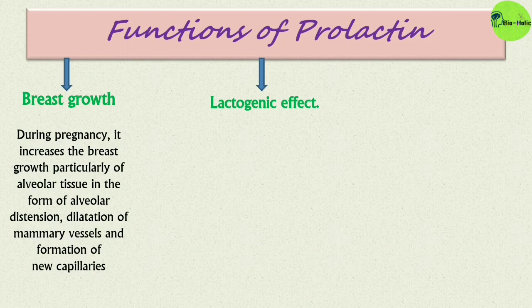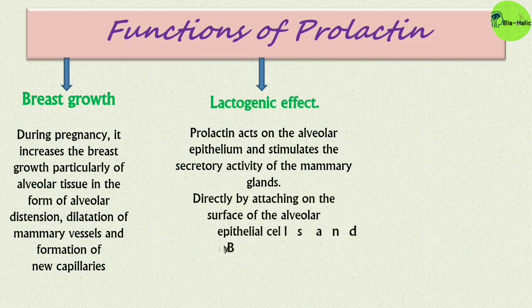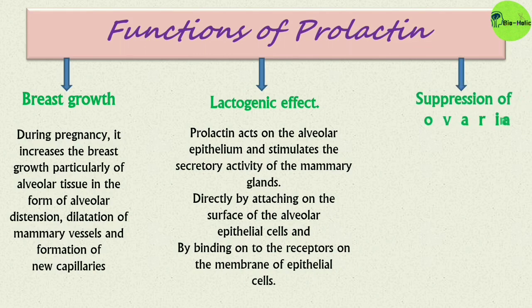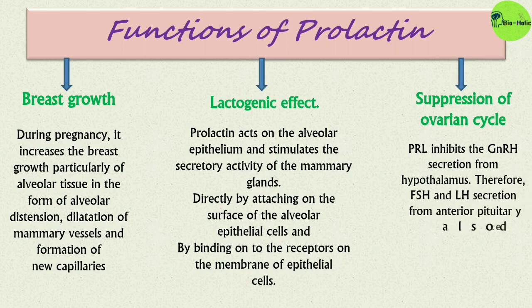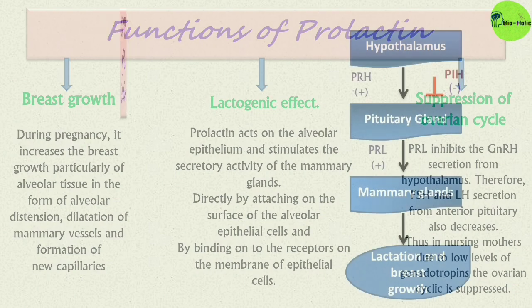Prolactin has lactogenic effects too. Prolactin acts on the alveolar epithelium and stimulates the secretory activity of mammary gland directly by binding on the receptors on the membrane of the alveolar epithelial cells. And lastly, prolactin suppresses the ovarian cycle by inhibiting gonadotropin releasing hormone secretion from hypothalamus. Therefore, FSH and LH secretion from anterior pituitary also decreases. Thus, in nursing mothers, due to low levels of gonadotropins, the ovarian cycle is suppressed.